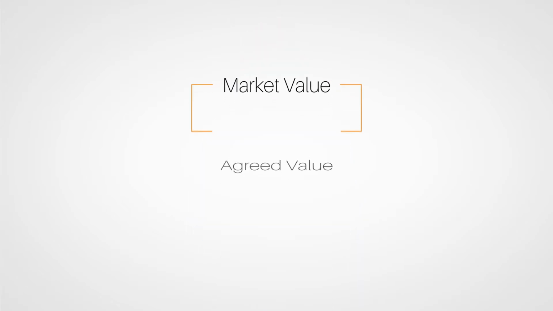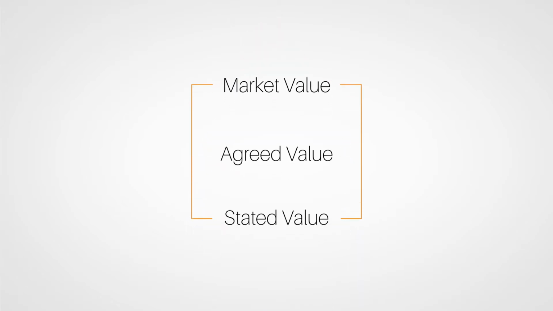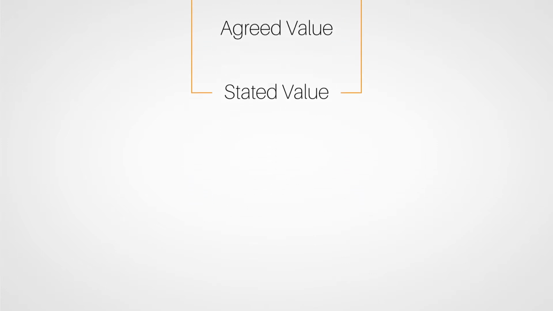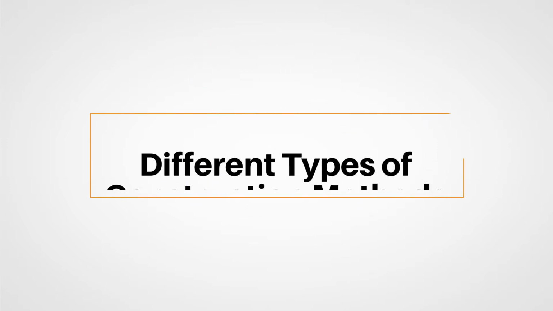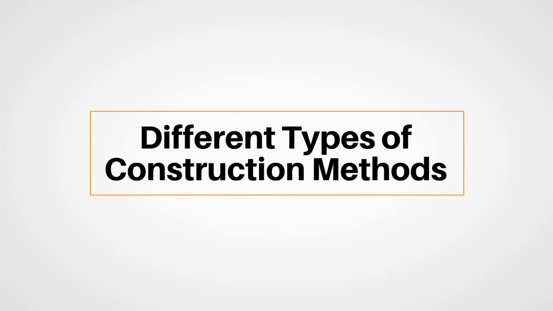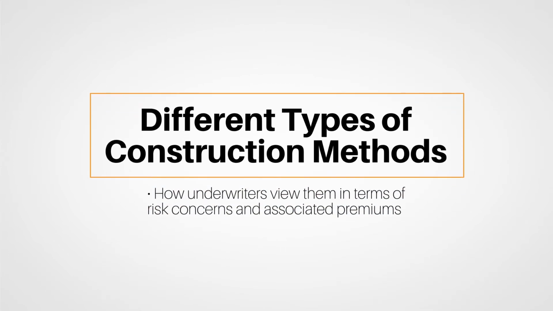The last section finished with an in-depth discussion of the different methods of insuring and valuing property. There were a number of methods through which both real and personal property might be valued, depending on the type of policy and loss incurred. Now you're basically familiar with terms such as market value, agreed value, stated value, and other valuation methods. We finished this last part with a look at the different types of construction methods and how underwriters view them in terms of the risk concerns and associated premiums.